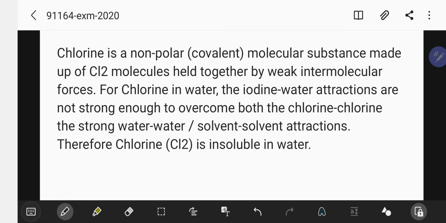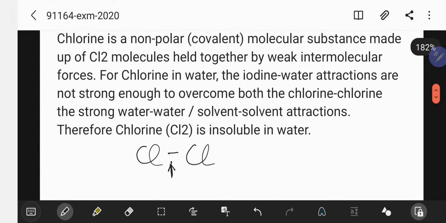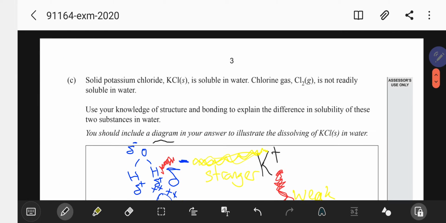Chlorine is a non-polar molecular substance made up of those Cl2 molecules. So they're held together by weak intermolecular forces because it's a molecular substance. So for chlorine and water, the chlorine-water attractions are not strong enough. Like I said, the attraction between the H2O and the Cl2, they're not strong enough to overcome the attraction over here and the attraction between the water molecules. So that's why chlorine won't dissolve in water, or is insoluble.